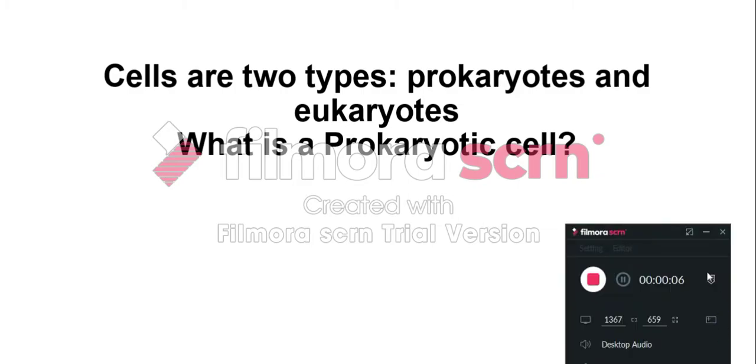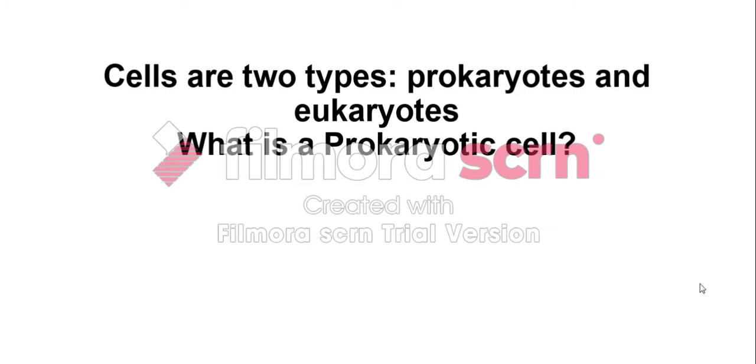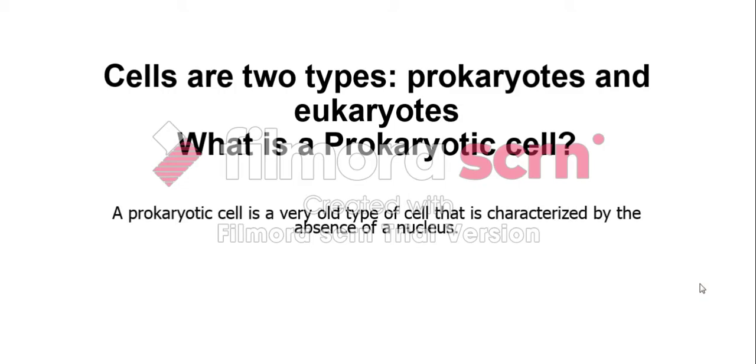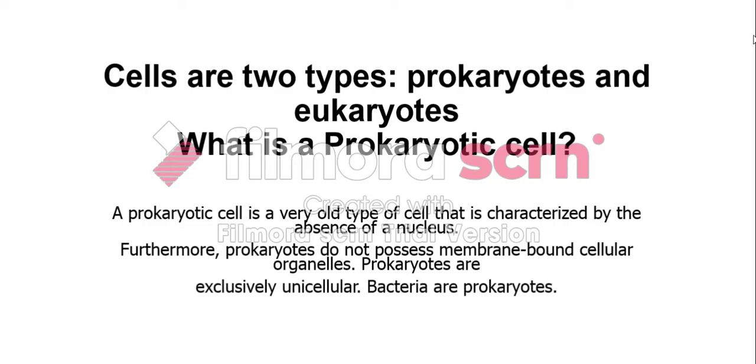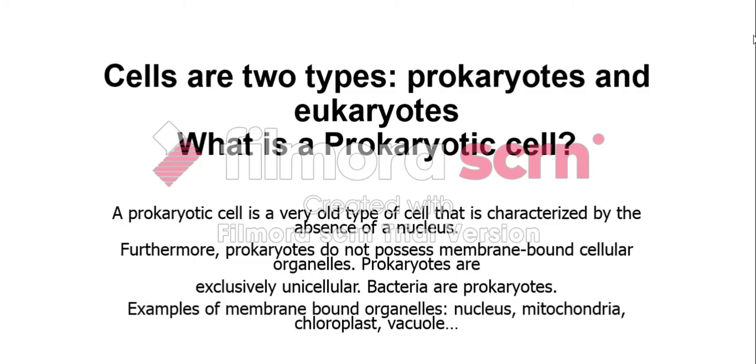Cells are of two types, prokaryotes and eukaryotes. What is a prokaryotic cell? A prokaryotic cell is a very old type of cell that is characterized by the absence of a nucleus. Furthermore, prokaryotes do not possess membrane-bound cellular organelles. Prokaryotes are exclusively unicellular. Bacteria are prokaryotes. Examples of membrane-bound organelles: nucleus, mitochondria, chloroplast, vacuole.